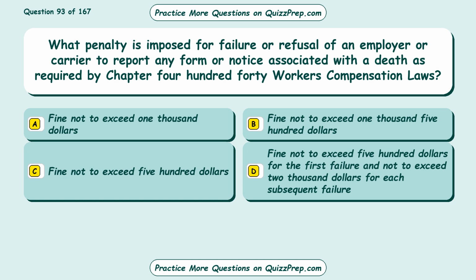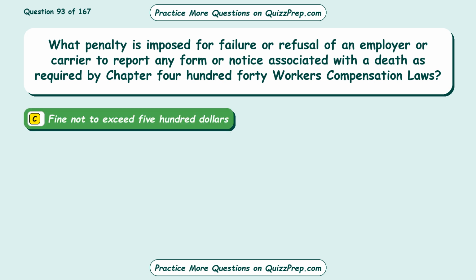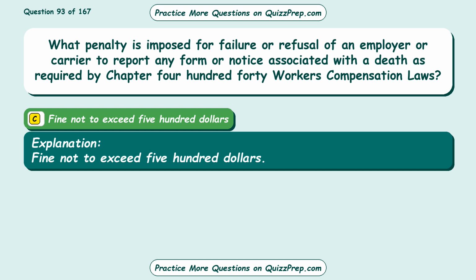Question 93. What penalty is imposed for failure or refusal of an employer or carrier to report any form or notice associated with a death as required by Chapter 440 Workers' Compensation Laws? Option A, fine not to exceed $1,000. Option B, fine not to exceed $1,500. Option C, fine not to exceed $500. Option D, fine not to exceed $500 for the first failure and not to exceed $2,000 for each subsequent failure. The correct answer is option C, fine not to exceed $500.